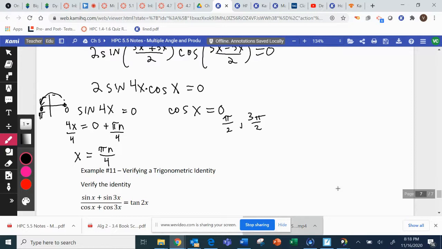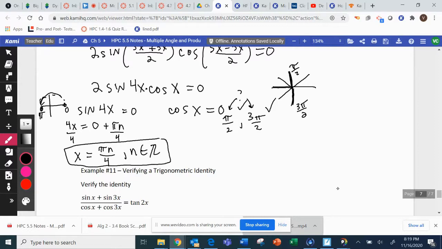Now, if I'm using pi n over 4 as my general solution, where n is an integer, will that also include these? So if I'm doing all the pi over 4s, pi over 4, 2 pi over 4 would also be pi over 2, 3 pi over 4, 4 pi over 4, 5 pi over 4, 6 pi over 4 would also be 3 pi over 2. So that does include both of those in it. So we don't need to say anything extra other than this part of the answer, because that will include the cosine parts.